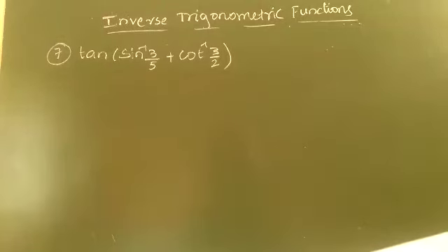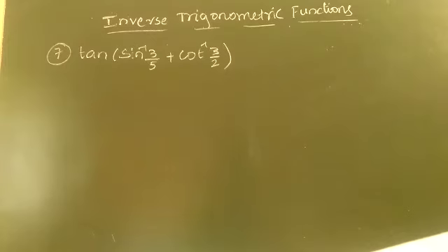Good morning, dear students. Now we continue the inverse trigonometric functions topic, remaining examples. In that seventh one, tan of (sine inverse 3 by 5 plus cot inverse 3 by 2) is there. First, we can convert these bracket values in the form of tan inverse. Remember that tan of tan inverse x is equal to x. We already know the first property of inverse trigonometry.